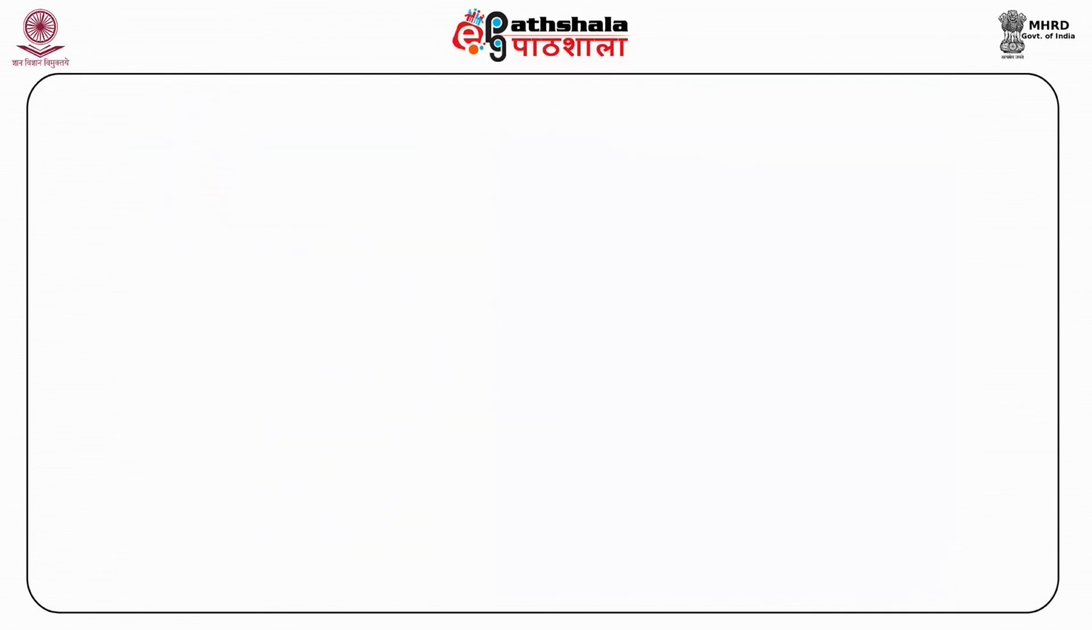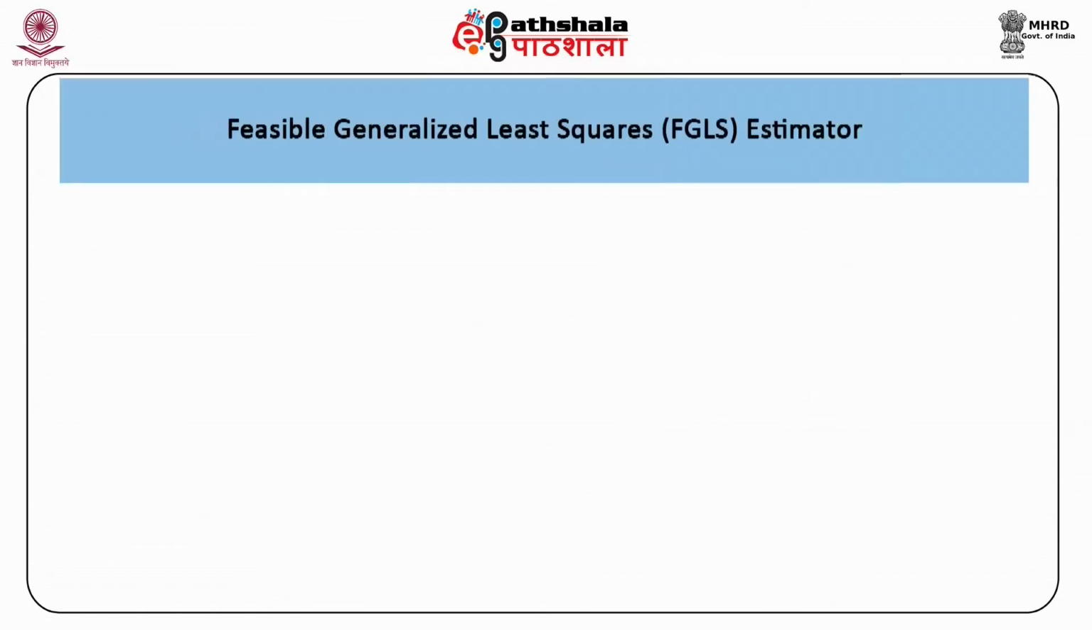In this method, we use the sample data to obtain an estimate of the sigma t, and then apply the GLS estimator using the estimates of sigma t. When we do this, we have a different estimator called the feasible generalized least squares estimator, or the FGLS estimator. To obtain these FGLS estimates of the parameters beta 1, beta 2, and beta 3, the following steps should be taken.